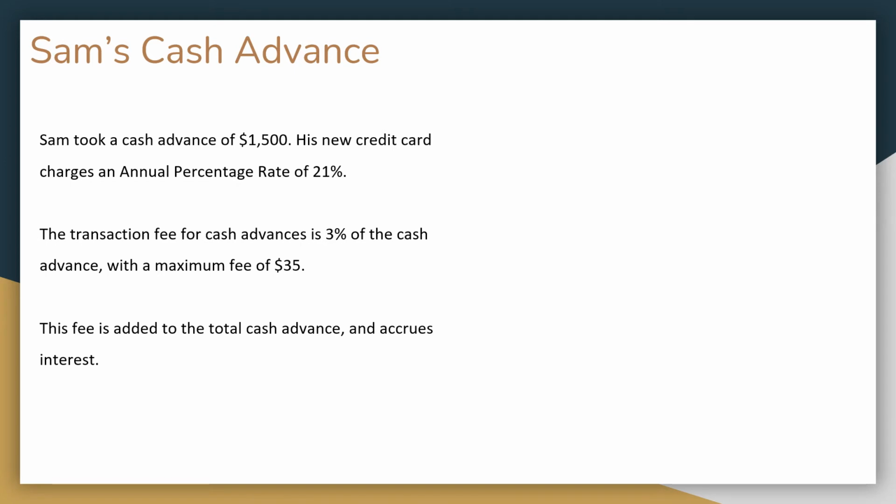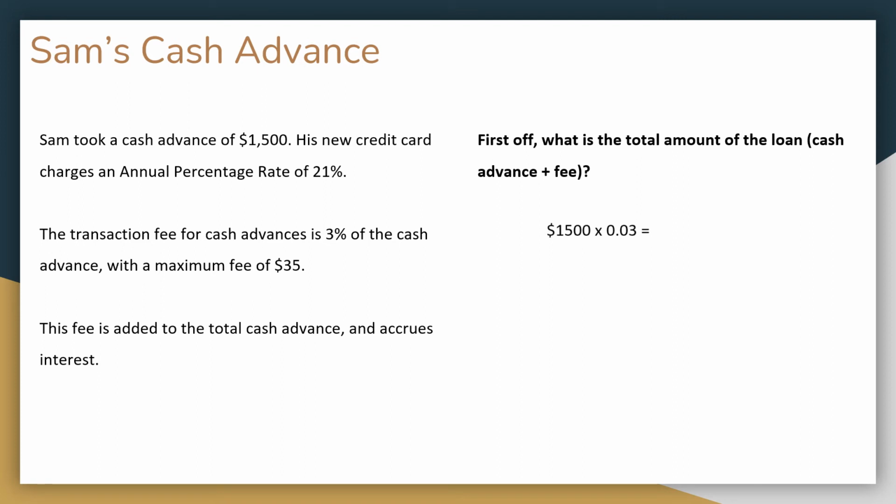Sam here took a cash advance of $1,500. His new credit card charges an annual percentage rate of 21%. The transaction fee for cash advances is 3% of the cash advance with a maximum fee of $35. This fee is added to the total cash advance and accrues interest. First off, what is the total amount of the loan? Cash advance plus fee. Let's figure that out.